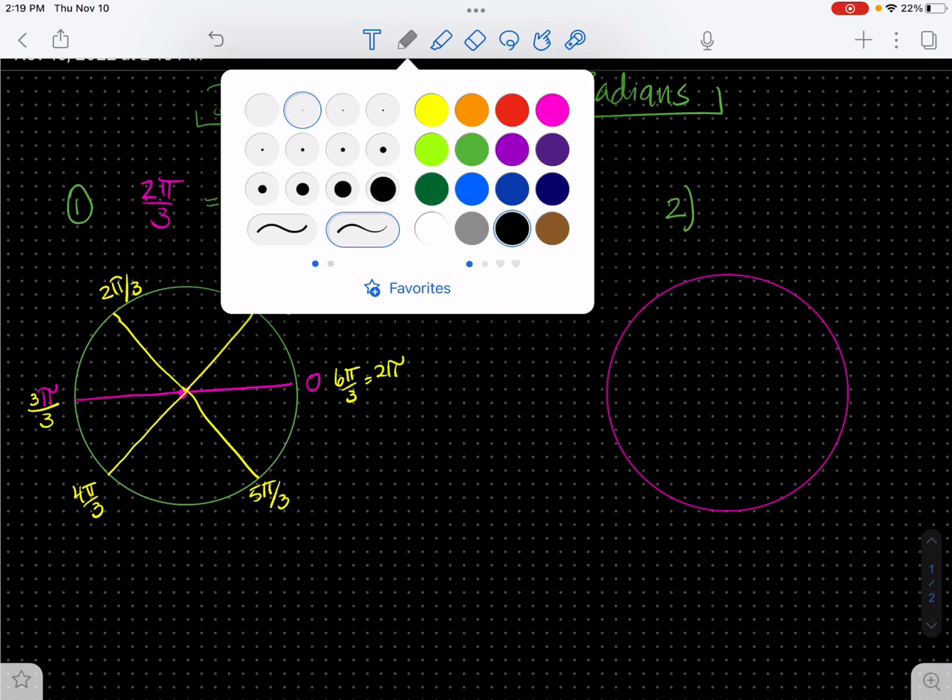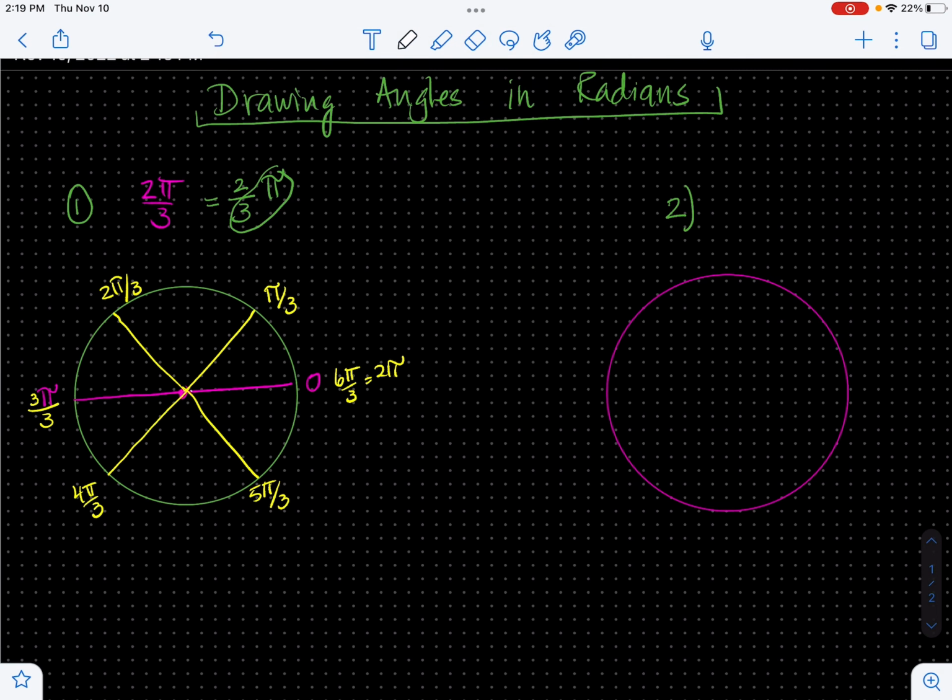Use a different color. So 2 pi over 3, here's the initial side. Initial side doesn't move. And 2 pi over 3 goes right here. And that's an angle, a positive 2 pi over 3 angle.